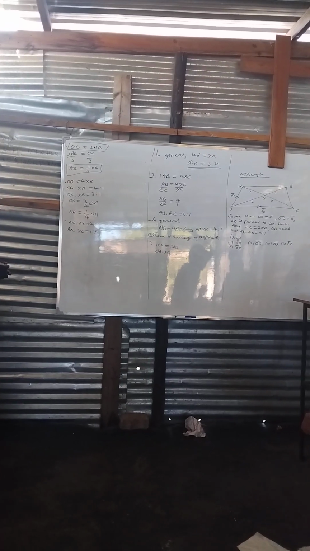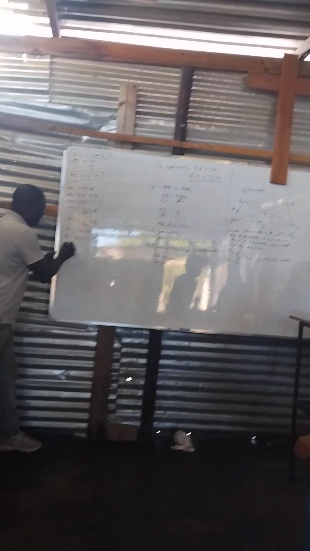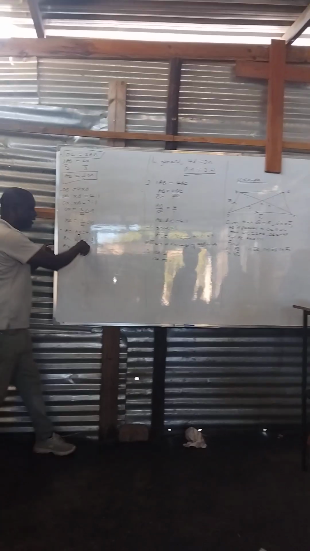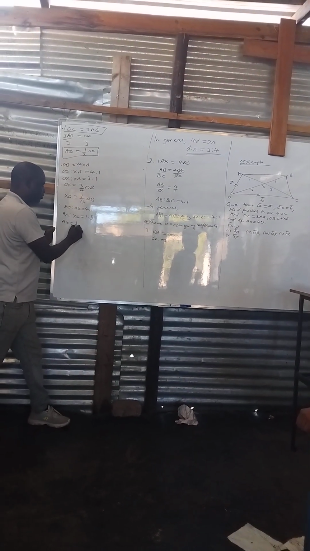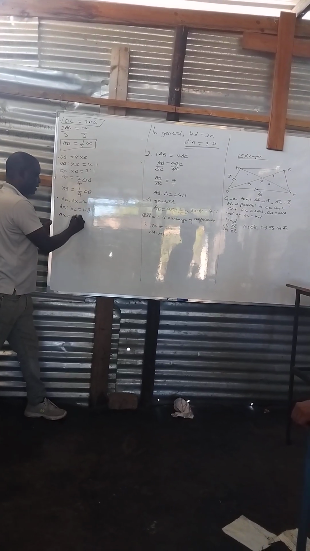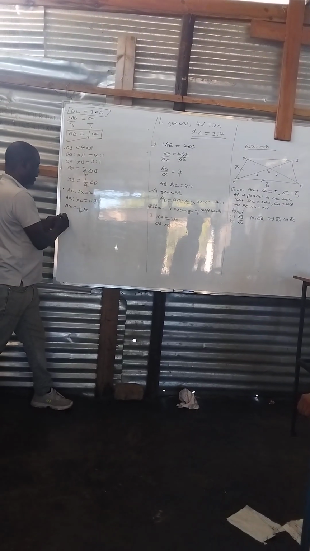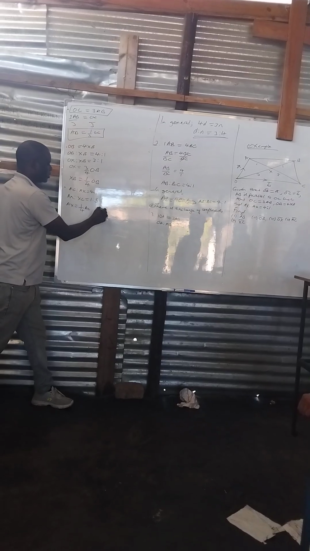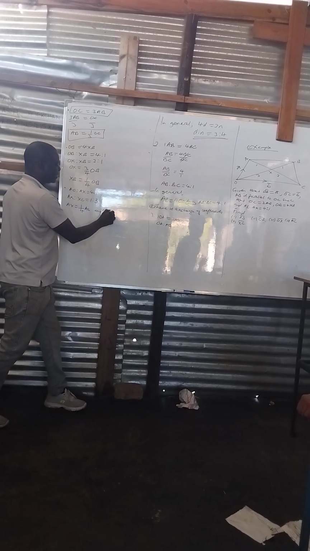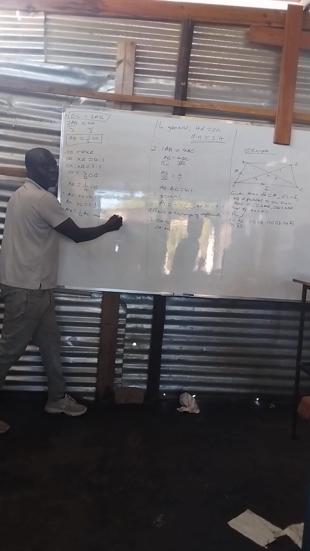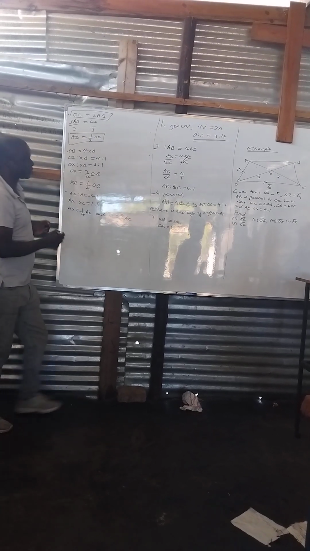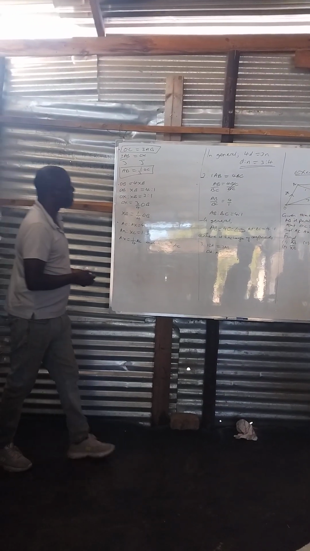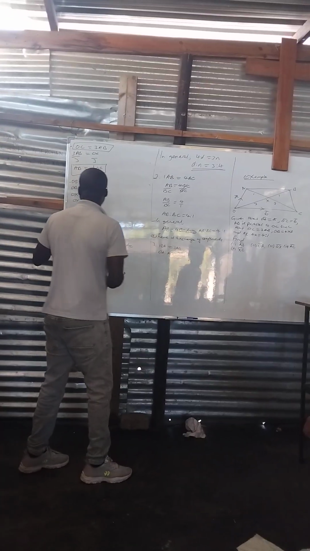Therefore, AX occupies 1 part. How many parts altogether? There are 4 parts of the line AC. And also XC occupies 3 parts of the 4 parts of the whole line AC.